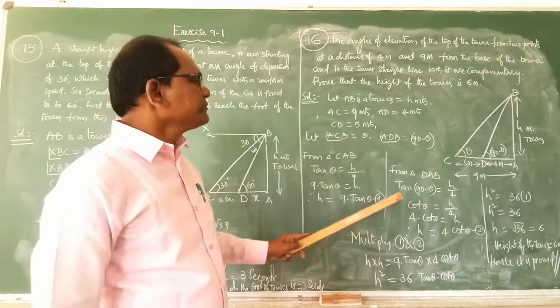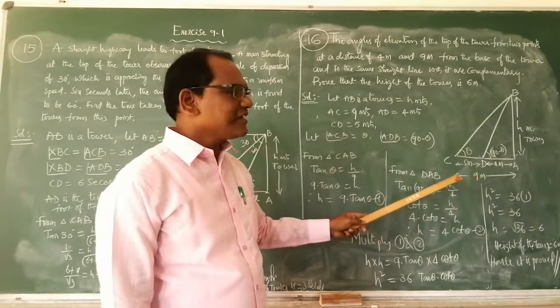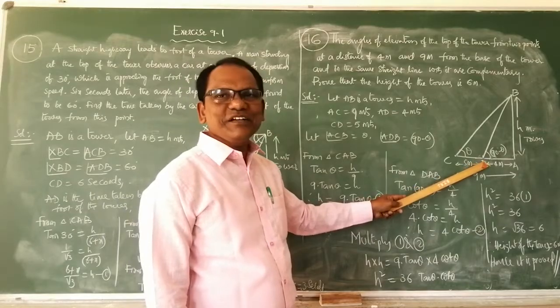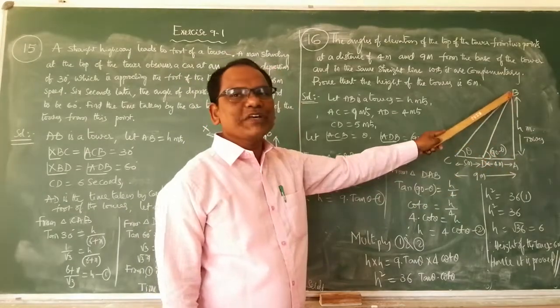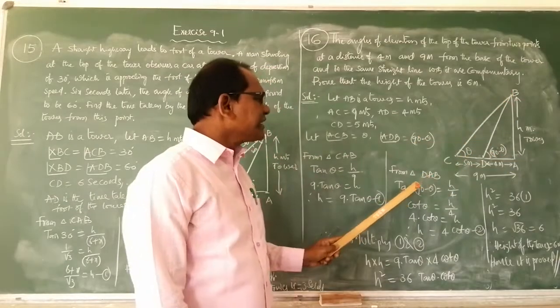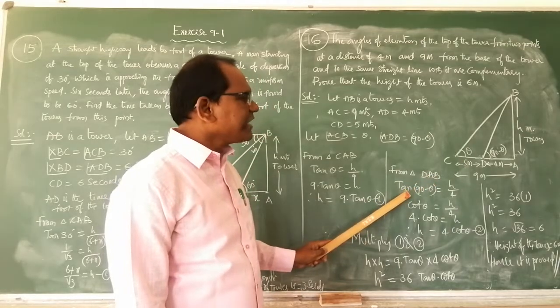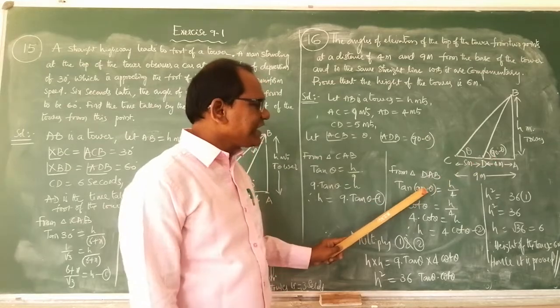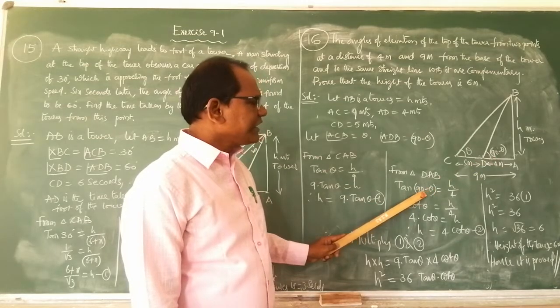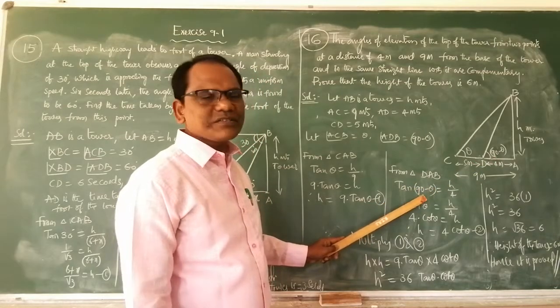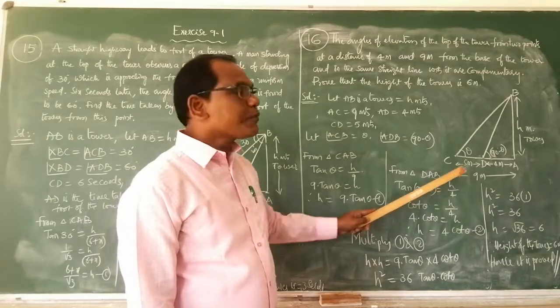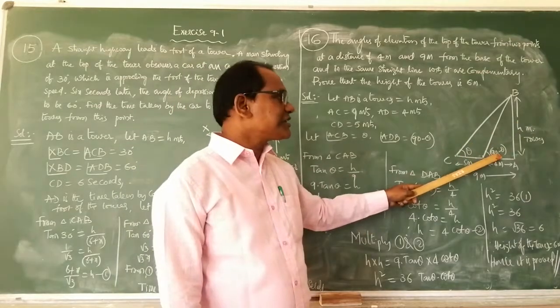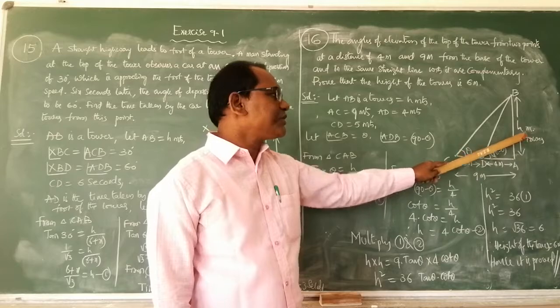From the triangle, one more right angle triangle. What is the right angle triangle? This is DAB, right angle at A. From the DAB right angle triangle, tan 90 minus theta equals, by definition, 90 minus theta opposite side by 90 minus theta adjacent side. That means h by 4.